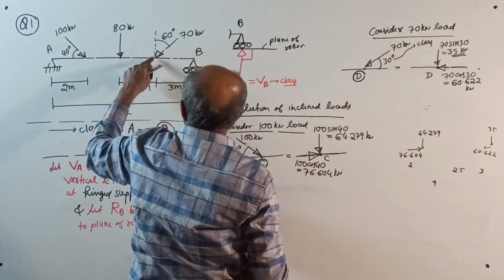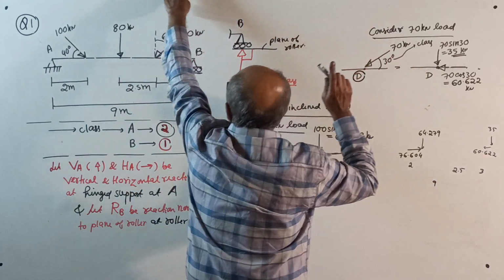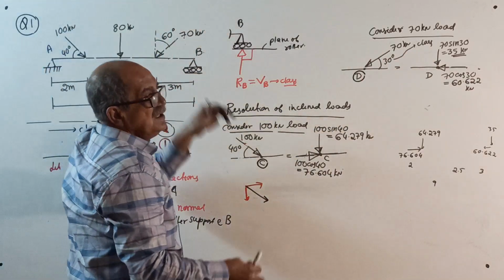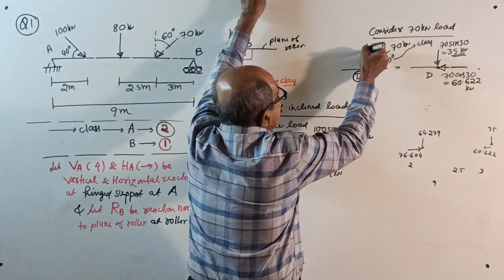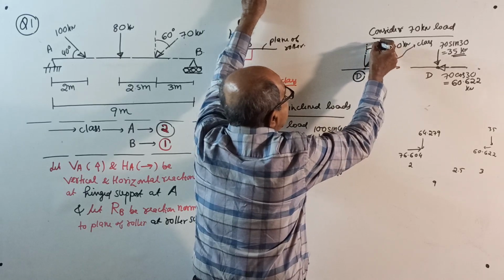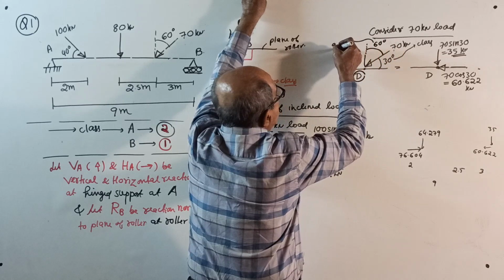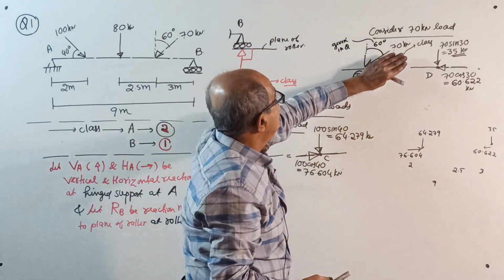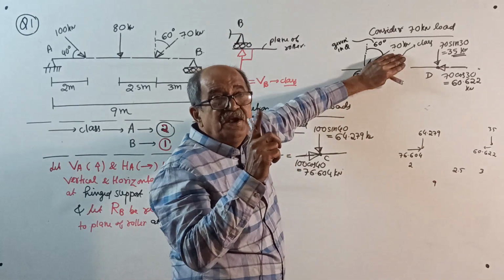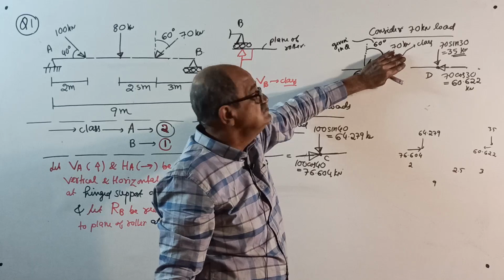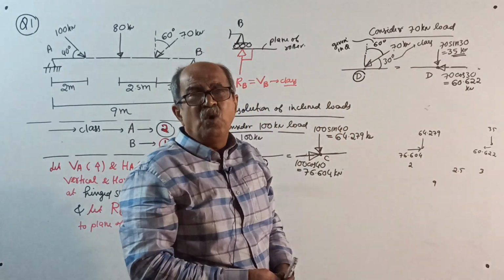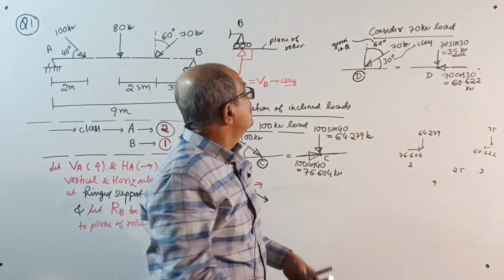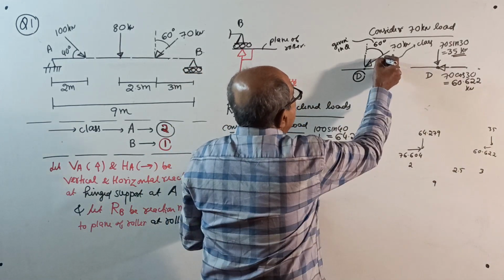Consider the 70 kN load at this point, say D. In the question they told 60 degrees with vertical. This is given 60 degrees in the question. If you use the same 60 degree angle, it is the angle with vertical, then vertical becomes cos, horizontal becomes sin. But I told in the class, to avoid confusion, whatever angle is given in the question, either with horizontal or vertical, you always consider the angle with horizontal, that is 30 degrees.